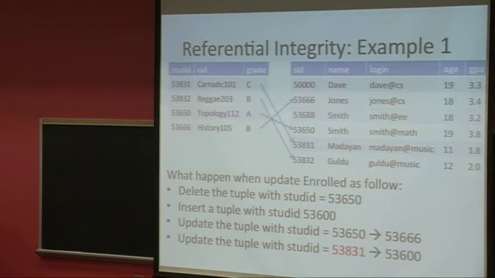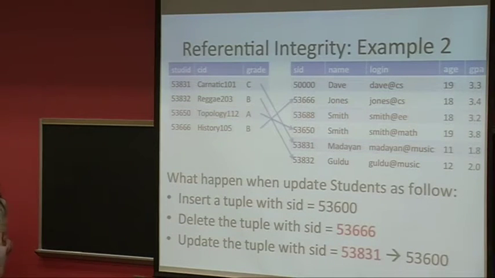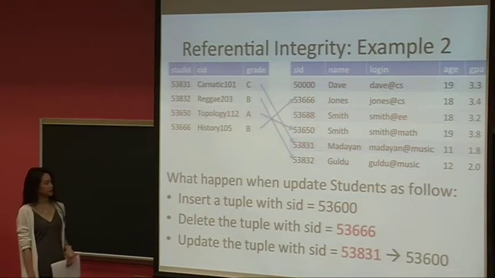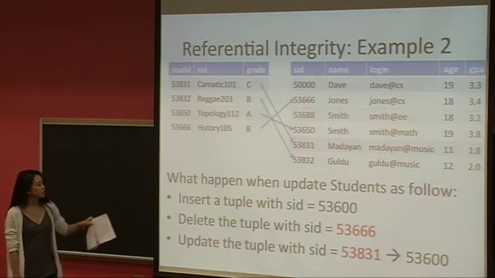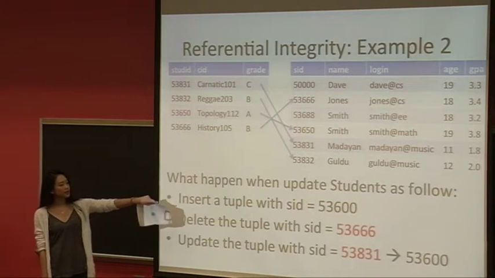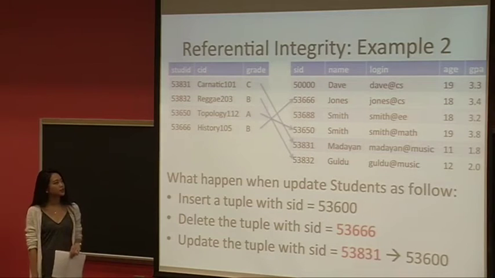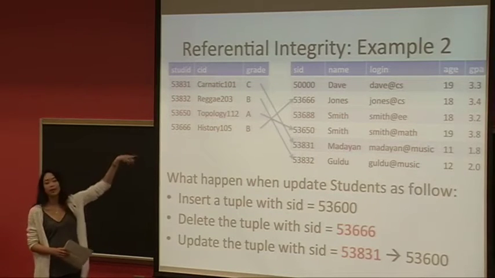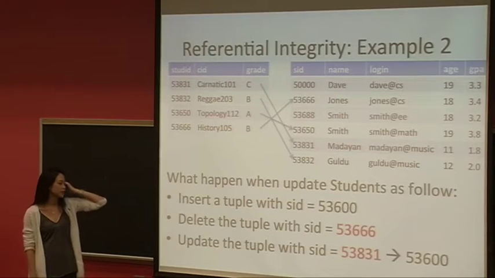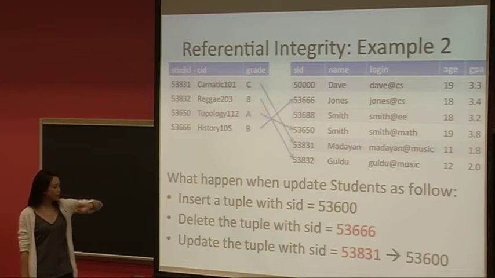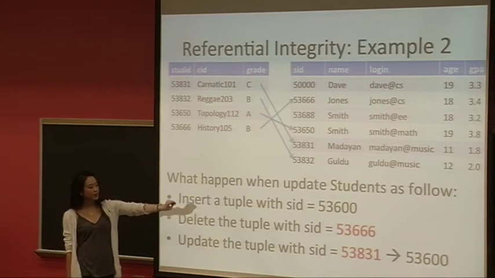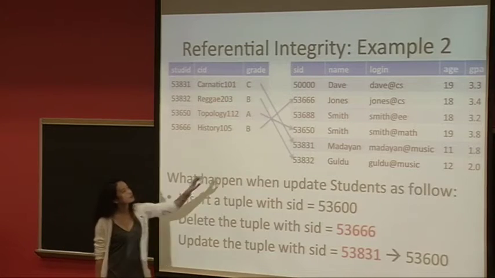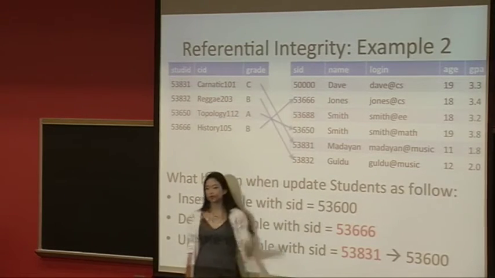Next one, let's look at this. So now we want to modify the student's table instead. Okay? So we want to insert a tuple with SID 5360. What will happen? Normal. Just normal insertion, right? And nothing will happen on the enroll, just on the student's table. So how about when we delete the tuple with SID 53666? That one. What will happen?